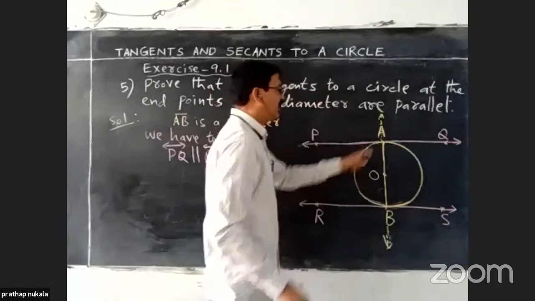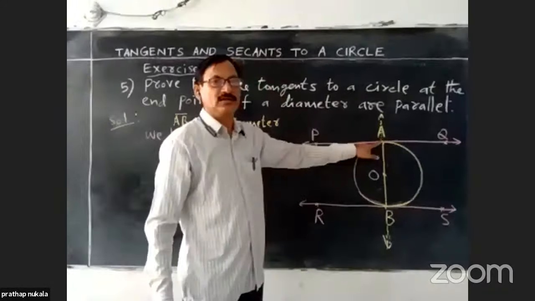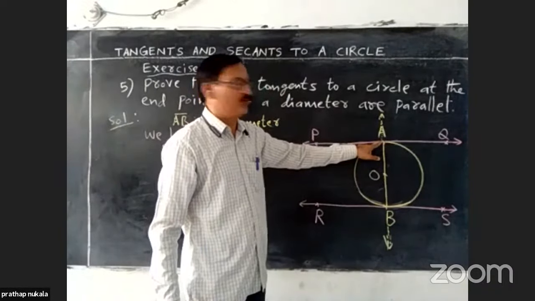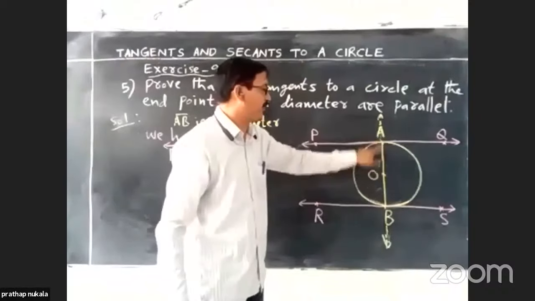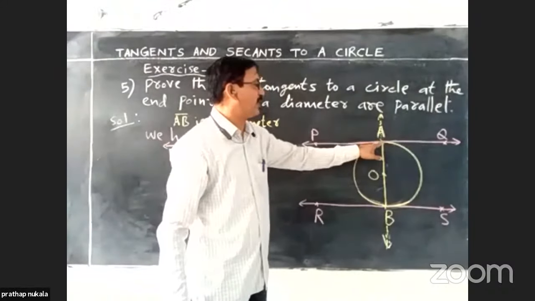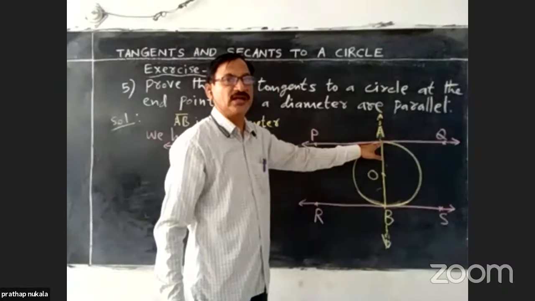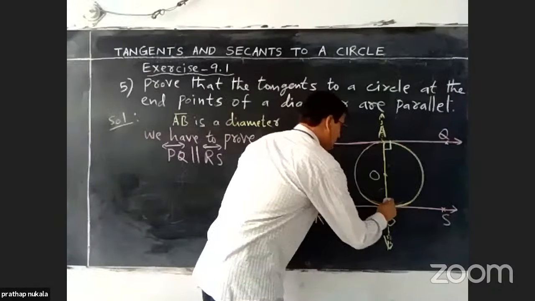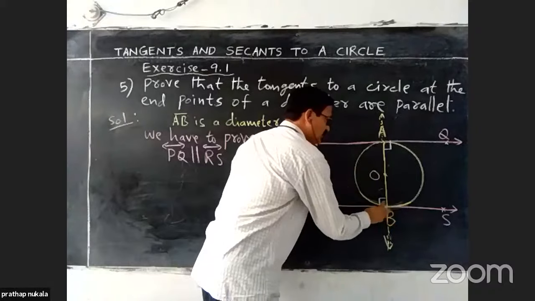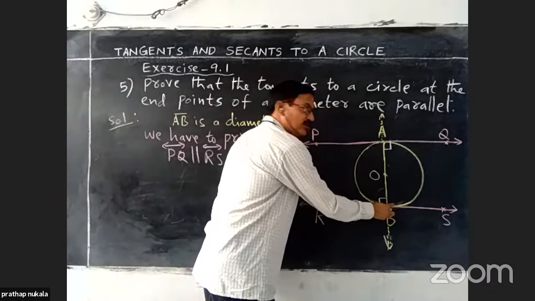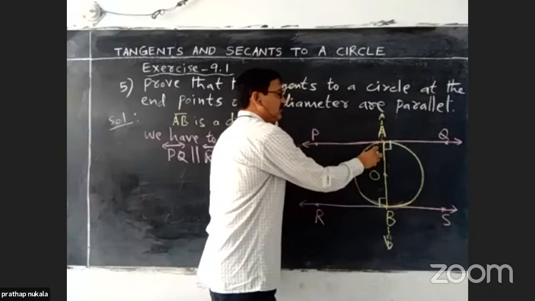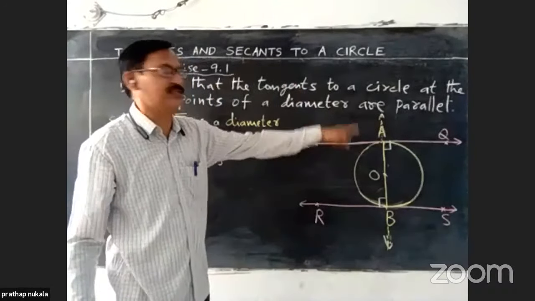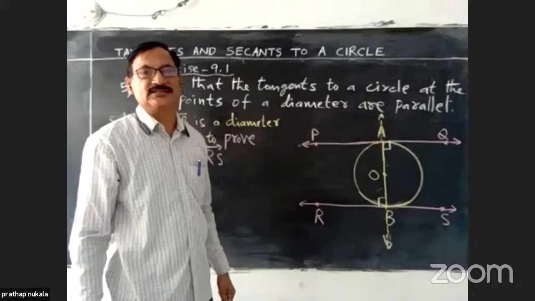Already we know that a tangent at any point of the circle is perpendicular to the radius through the point of contact. Already we know this is a perpendicular angle. This is also perpendicular, both sides. This is perpendicular, 90 degrees. This is also 90 degrees. All are 90 degrees. All interior angles are 90 degrees.